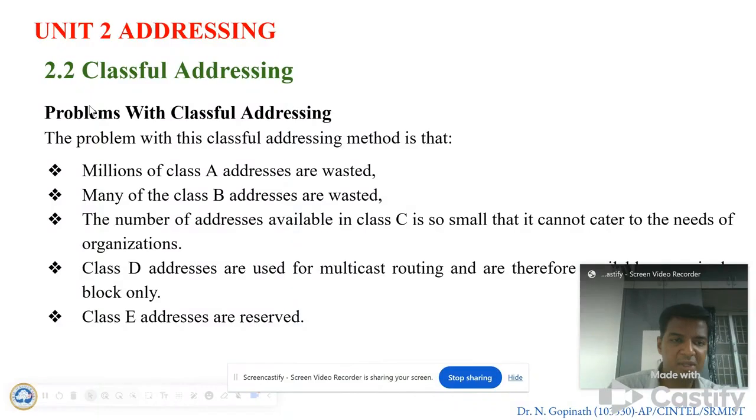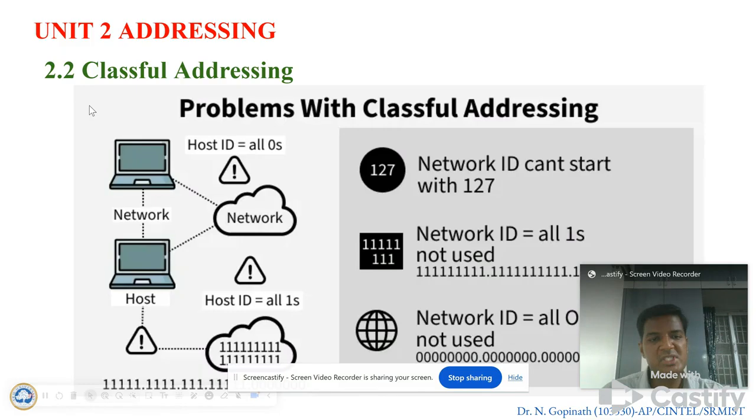So the problems are: millions of class A addresses are wasted. Many of the class B addresses are also wasted. The number of addresses available in class C is so small that it cannot cater to the needs of an organization. Class D addresses are used for multicast routing. Class E addresses are reserved. Which is given here in a diagrammatic format.